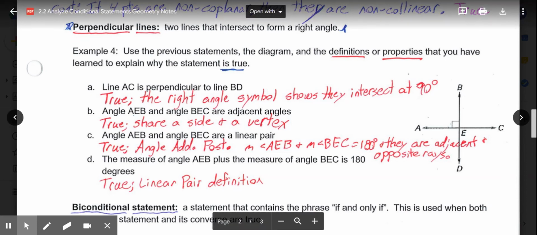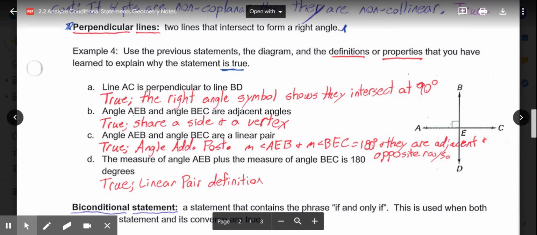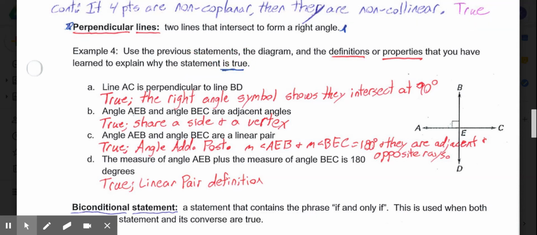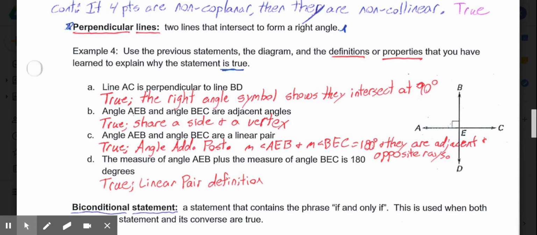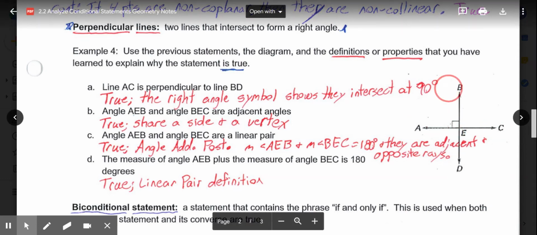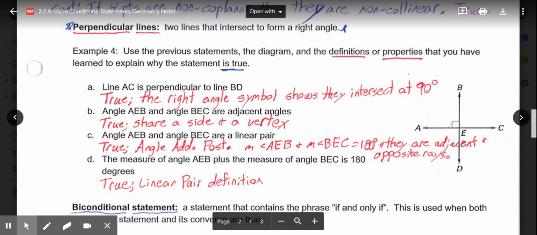So example 4 says use the previous statements. So our statement about perpendiculars, the diagram over here, and the definitions or properties that you have learned to explain why the statement is true. So we're explaining this definition based on all the info here. So line AC is perpendicular to line BD. Line AC intersects BD at 90 degrees. So it's true, the right angle symbol shows us they intersect at 90 degrees.